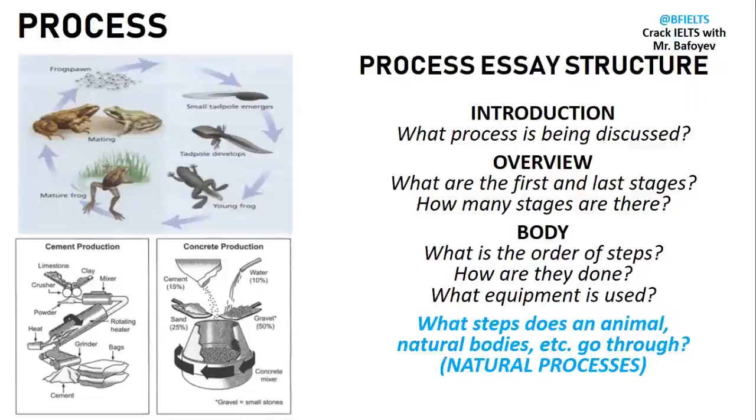But if you're describing natural processes, then you should simply answer the question, what steps does an animal or natural bodies like sun, moon, and trees, and so on, go through? Like what steps does a frog go through until it becomes a mature frog, right? Starting from frog spawn until mature frog, or starting from mating until mature frog, right?